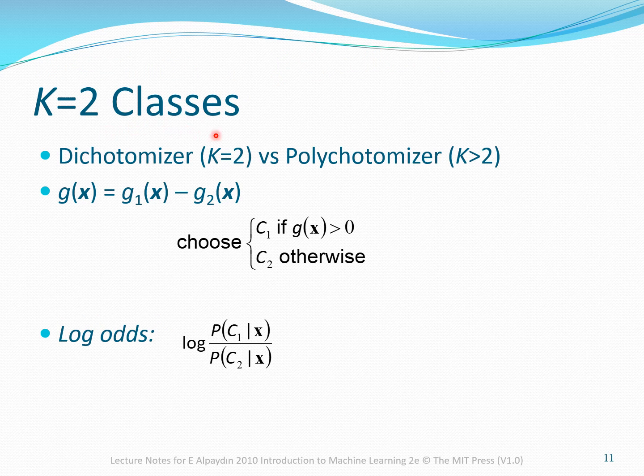K equals two classes. When there are two classes, we can define a single discriminant. Dichotomizer, where K equals 2, versus polychotomizer, where K is greater than 2. g of x equals g_1 of x minus g_2 of x. We choose C1 if g of x is greater than 0, and we choose C2 otherwise. Log odds represents log of P of C1 given x over P of C2 given x.